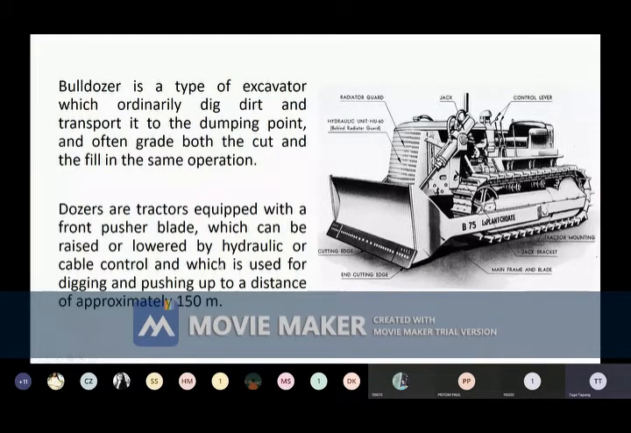Anyway, it is used for digging and pushing up to a distance of approximately 150 meters. Short distance, not even half a kilometer. All right, only on the work site. It pushes the soil only on the work site, not from the work site to another place. For that, we have to load it on a truck or dumper and then shift it to another place. But since this is a crawler type, this will work on a small area over a short distance.